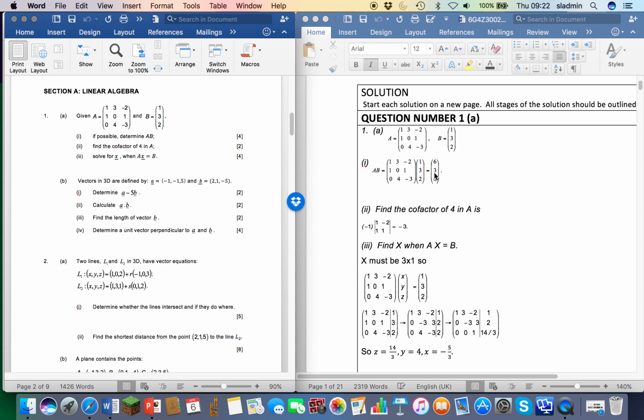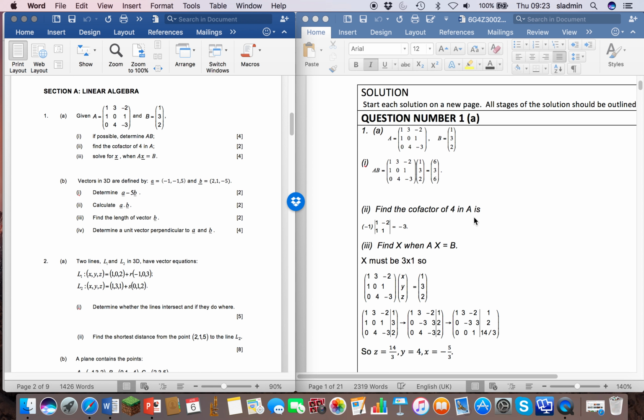To get the element in row 2, column 1, we multiply row 2 by column 1. So we'd have 1 plus 0 plus 2. That would give you 3. And finally, to get the element in row 3, column 1, we multiply row 3 by column 1. So we'd have 0 plus 12, take away 6, so that gives you 6. So that is A times B.